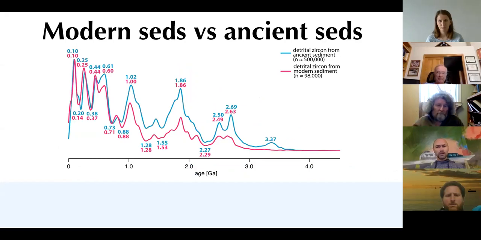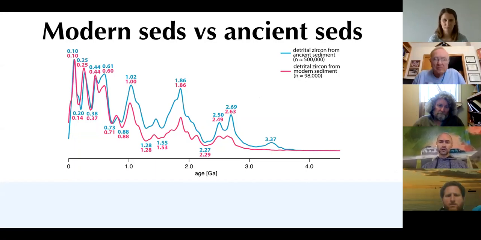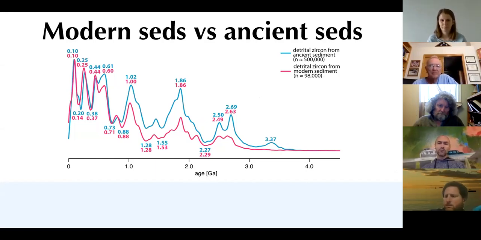If we compare then the ancient sedimentary rocks and the modern sediments, so the detrital zircon ages from those, they match pretty well. We've got about 500,000 detrital zircons from ancient sediments, and then we've got about 100,000 zircons specifically from modern sediments. Now, modern sediments here I classified as basically anything under 1 million years old. And so the detrital zircon from sediments that are under 1 million years old match broadly those of detrital rocks that are older than 1 million years old.